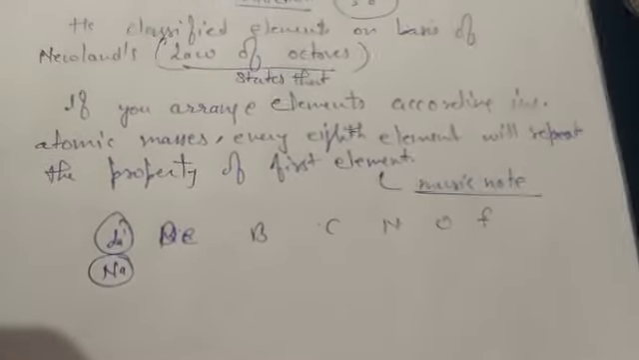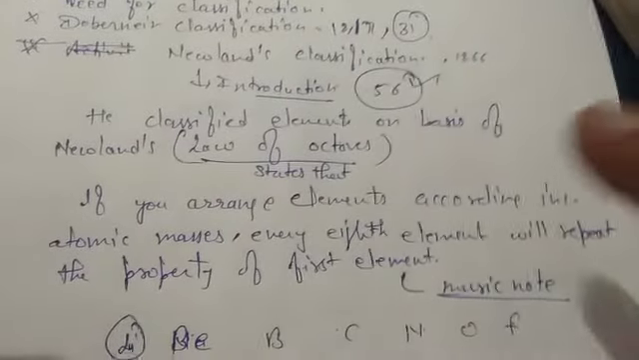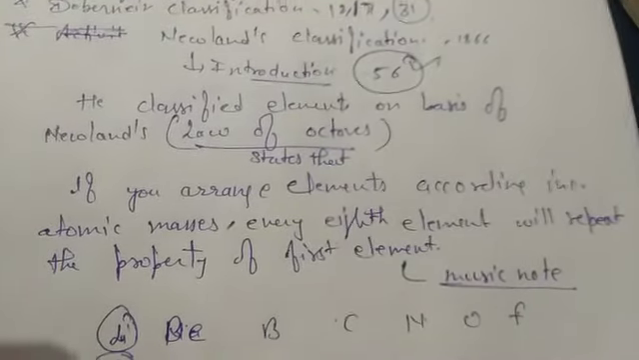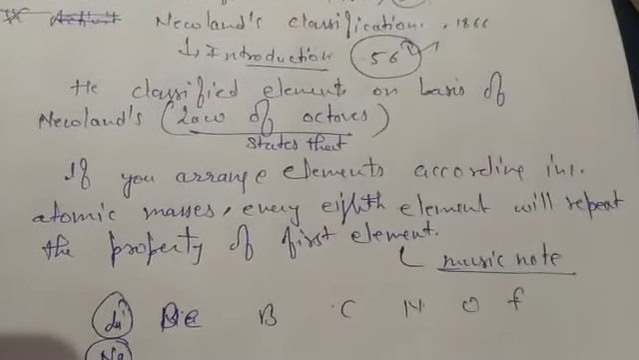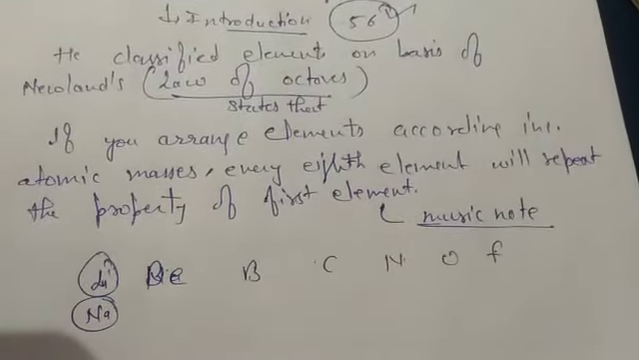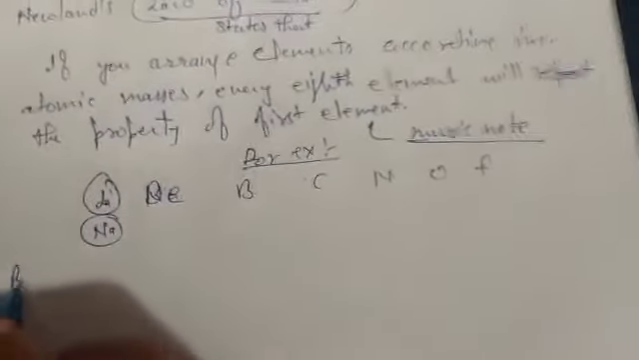This is the introduction regarding Newlands' classification. I am repeating again: when he started the classification, 56 elements were known at that time. He classified the elements on the basis of the law of octaves, which states that if you arrange elements according to increasing atomic mass, every eighth element will repeat the property of the first element. And for example, the second period is present in Newlands' classification.